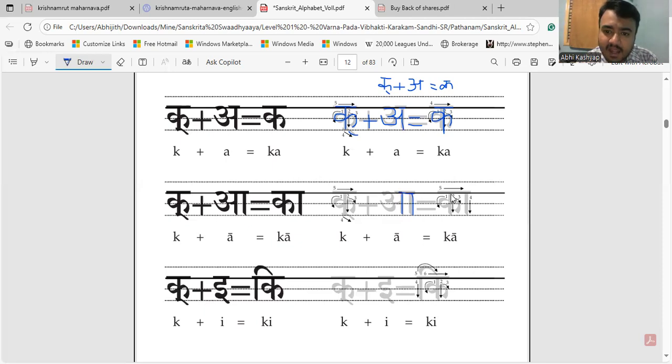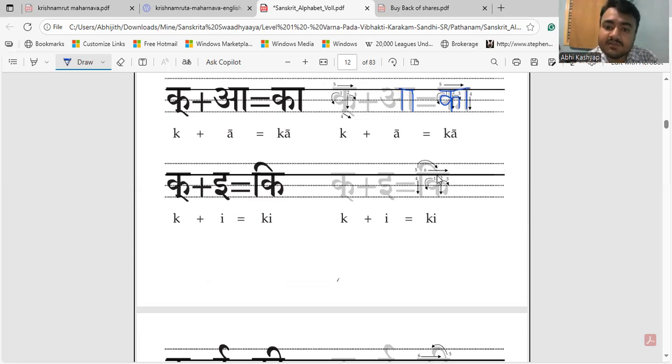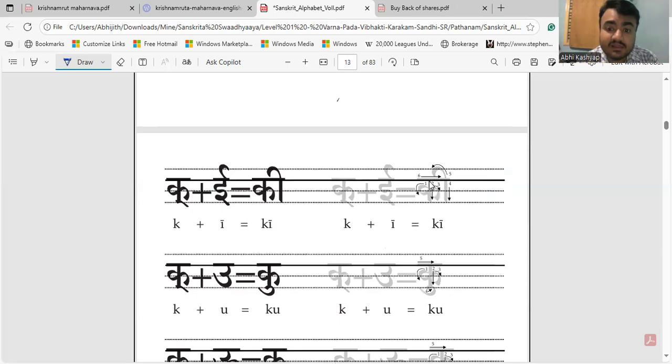In the same way, if I add Ā, how do I represent this? I make a normal ka, but I give it one more line after it. Kā. In the same way, the symbol for Hraswa I is on the right end. We take a connection from the top. For Dirgha Ī, we put a line to the left of the akshara from the top. So we get Kī.